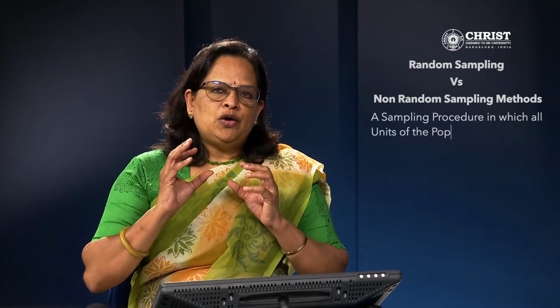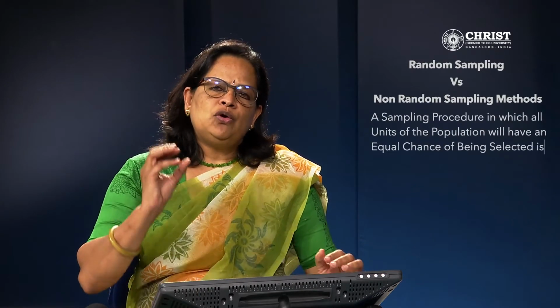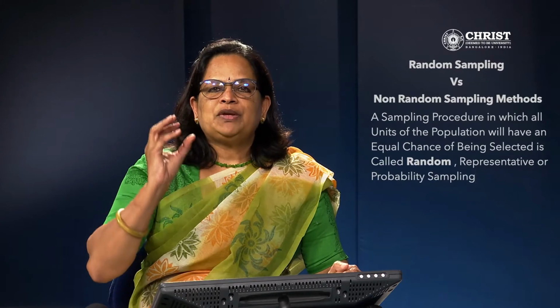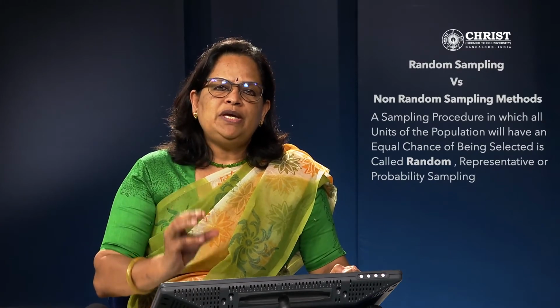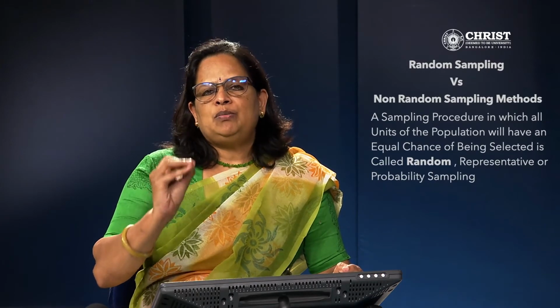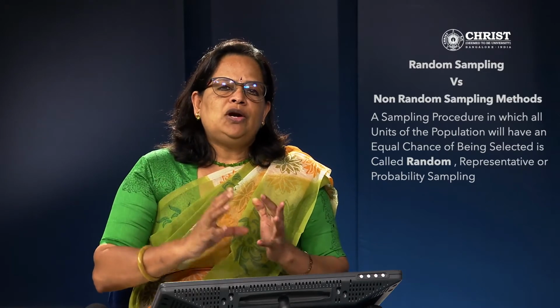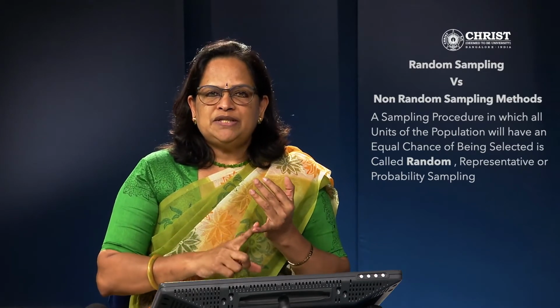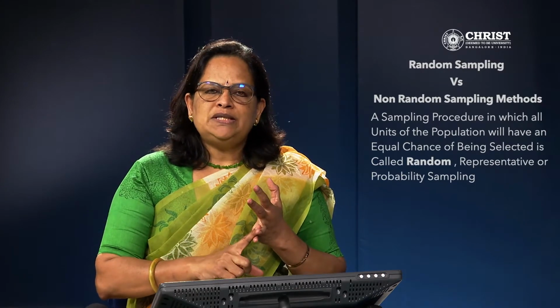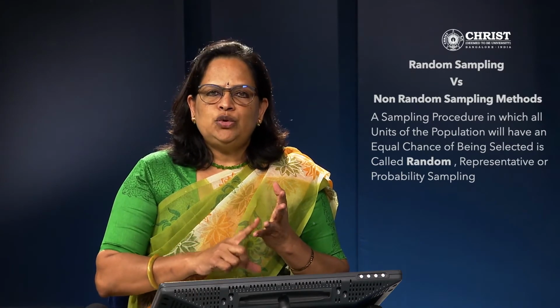See, in random sampling method, we will adopt a procedure in which all units of the population will have an equal chance of being selected in the sampling. This we are calling either representative sampling or probability sampling. So these are the other two names used.